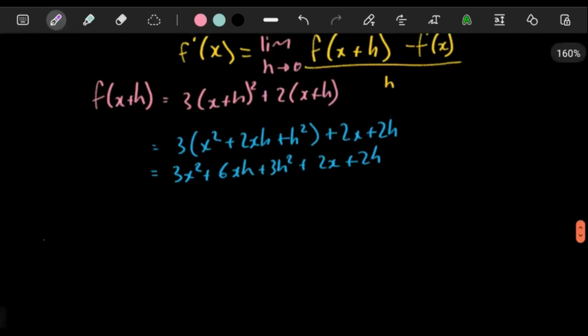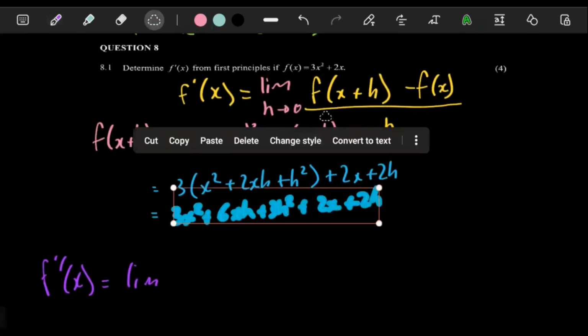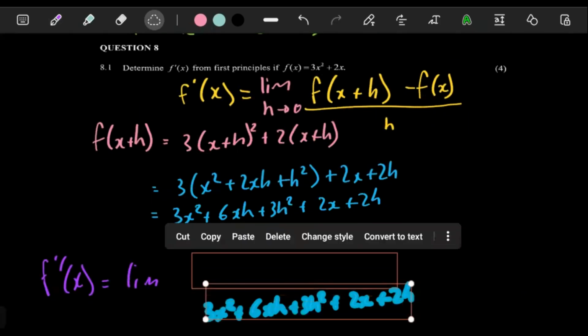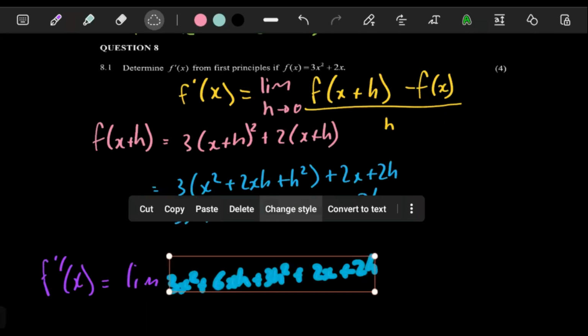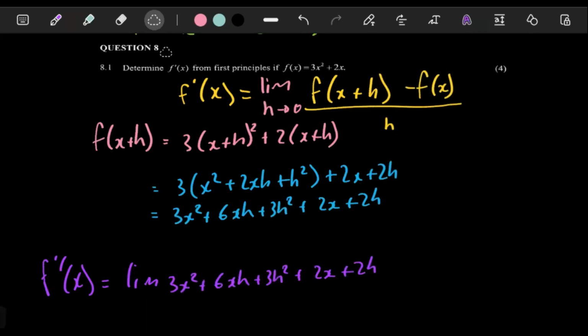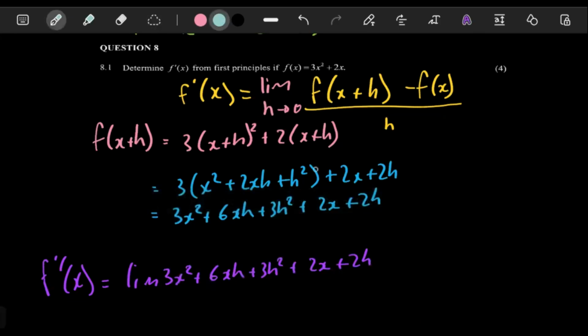So let's get f prime now. It's equal to the limit. The f(x plus h) part is just this whole thing here, which we're going to copy down. Let's copy it and paste it there, and change the style to purple. There we go. Done. So yeah, looks good. So what now?